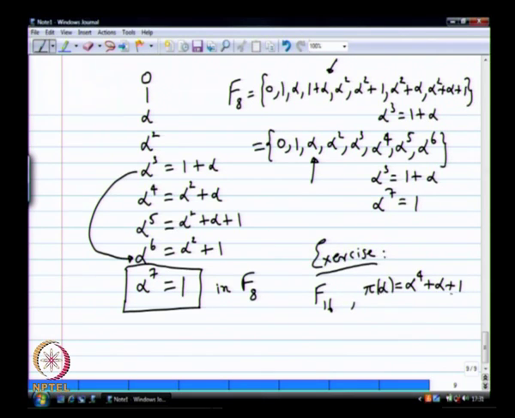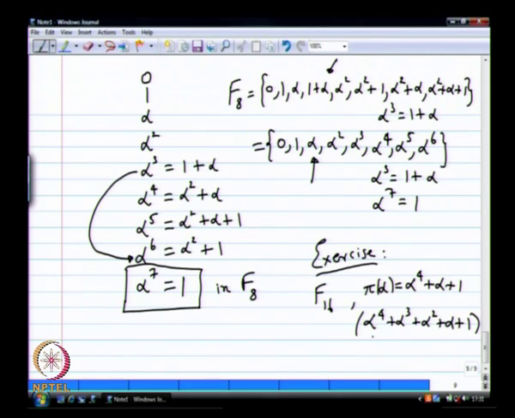What is the mirror image of this? Alpha power 4 plus alpha power 3 plus 1. And then the other polynomial that is irreducible is alpha power 4 plus alpha power 3 plus alpha squared plus alpha plus 1. All these are also irreducible, you can take any one and try, but you will get a surprising answer for this one.